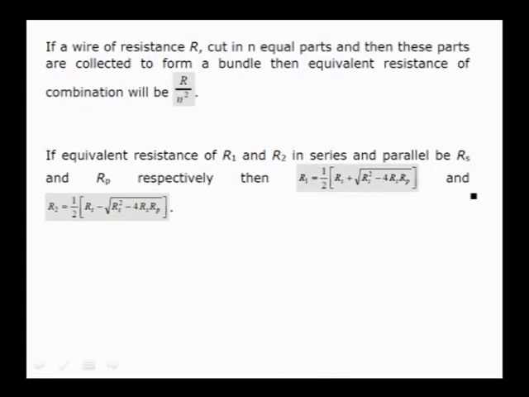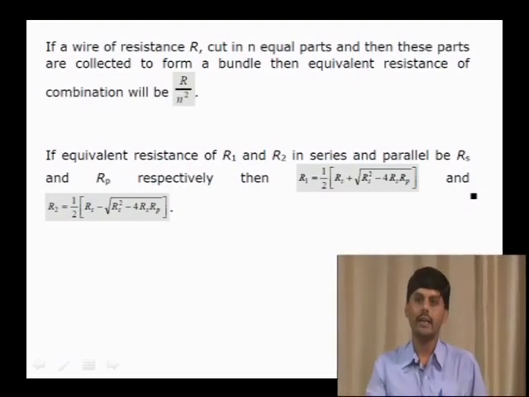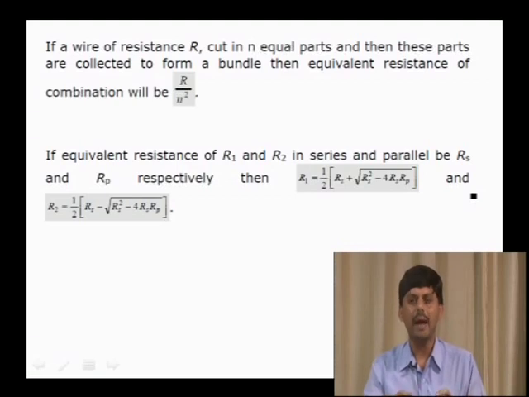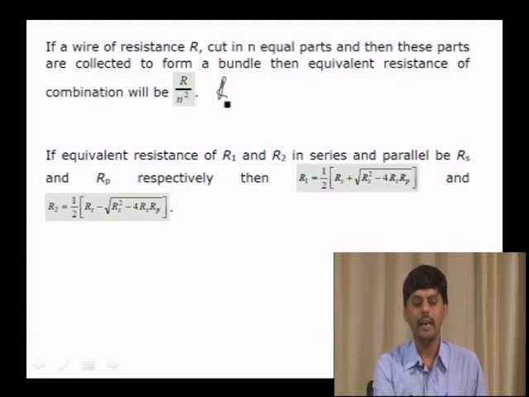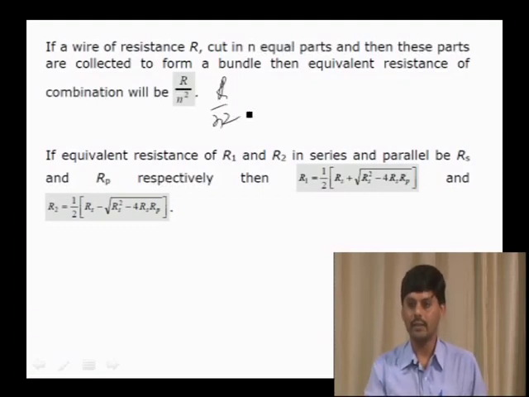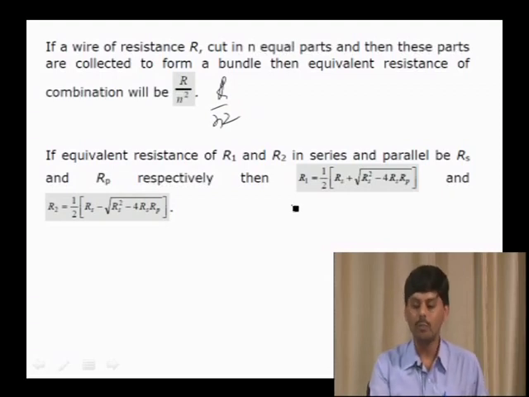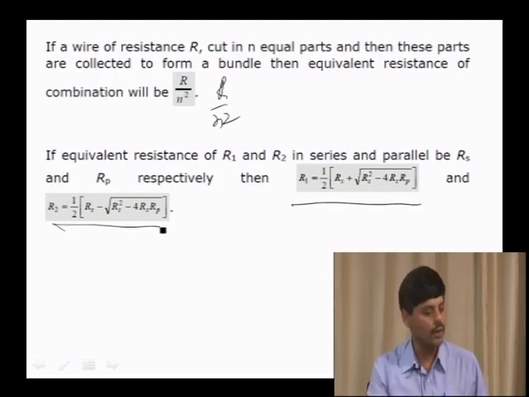If the wire of resistance R is cut into n equal parts and then these parts are connected in the form of a bundle, that means parallel combination, then the resistance of the combination will be R divided by n square. If the equivalent resistances of R1 and R2 in series and parallel are Rs and Rp respectively, then the resistances R1 and R2 we can calculate by using these two formulas. This is for R1, this is for R2.